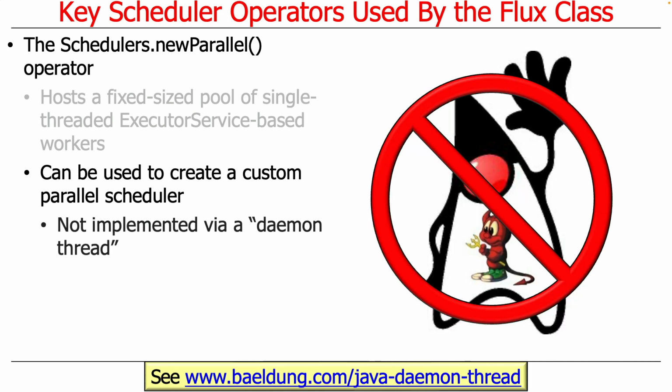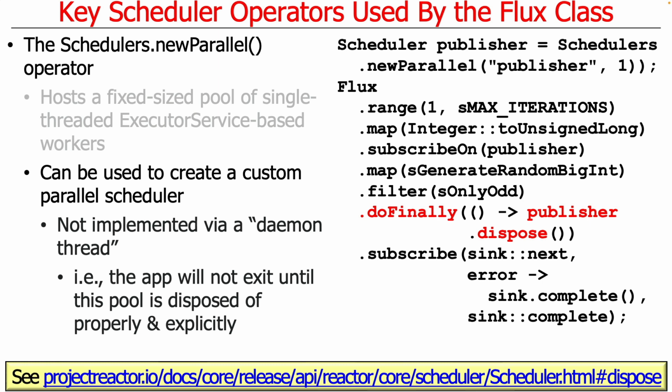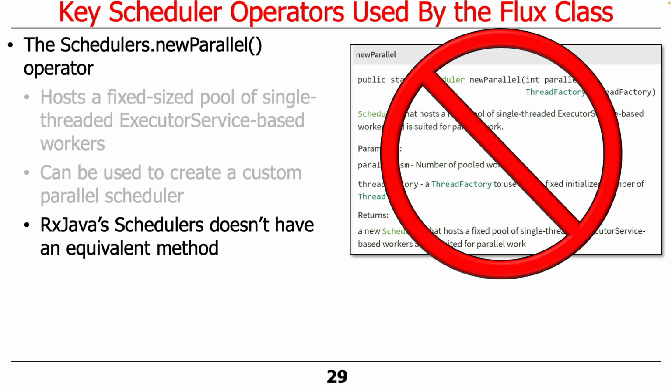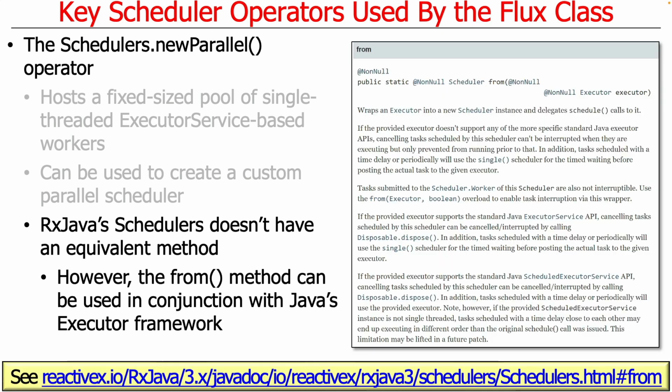A thread allocated by the parallel scheduler is not implemented via a daemon thread. So therefore, you have to shut it down explicitly. And that's why we have this publisher dispose in here. Very easy mistake to make. And if you don't dispose of it, then your program will hang and will not exit. RxJava does not have an equivalent method. It has a bunch of other methods, but it doesn't have that particular one.